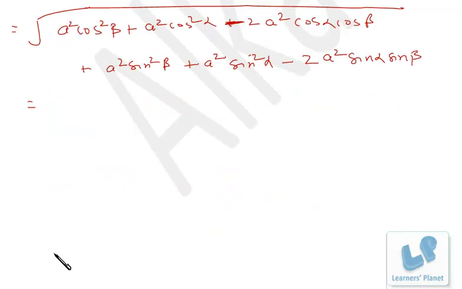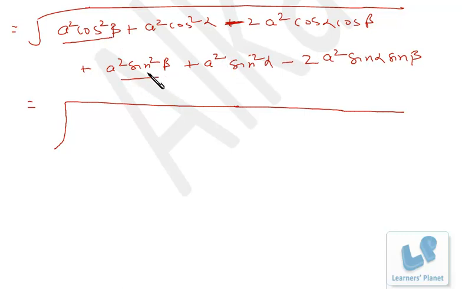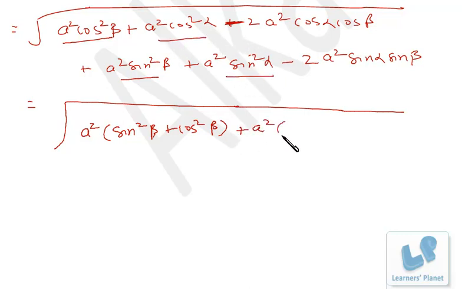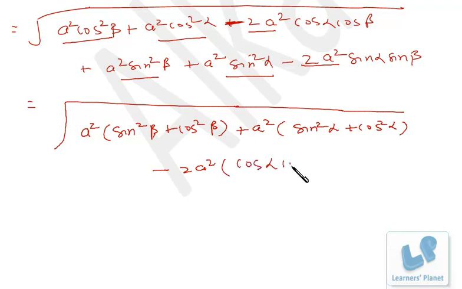Now I'm just solving the value under the square root. So that is a square cos square beta and that is a square sin square beta. I take a square as common. So that is sin square beta plus cos square beta. Then this is a square cos square alpha and a square sin square alpha. So I take a square common, sin square alpha plus cos square alpha, and this is 2a square can be taken as common. So here it is cos alpha cos beta plus sin alpha sin beta.